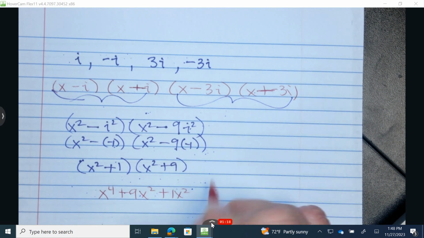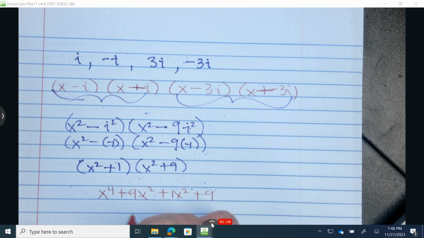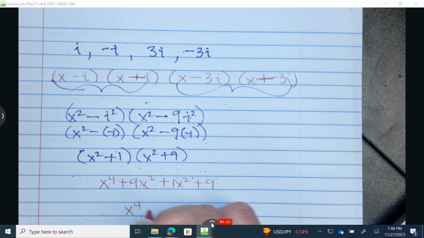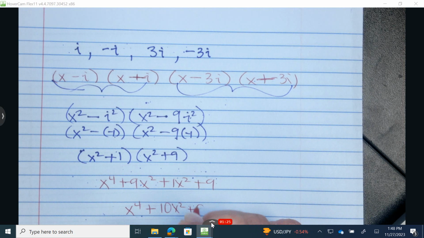Okay, I'm going to FOIL this, and I have x to the 4th plus 9x squared plus 1x squared plus 9. When I simplify, I have x to the 4th plus 10x squared plus 9.